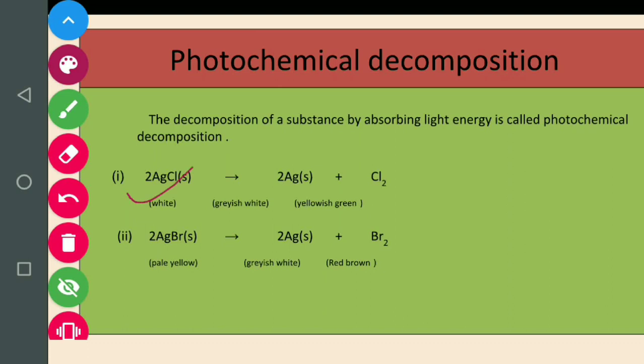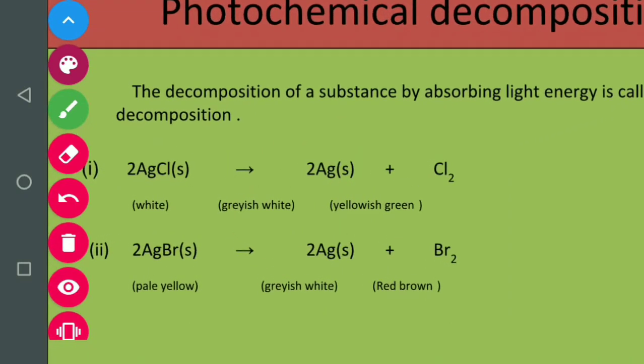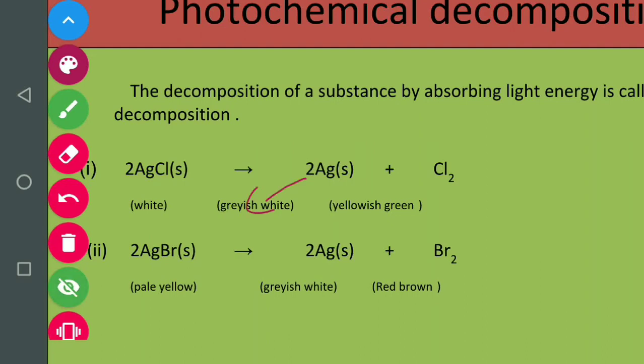Right? Here, for example, we can say AgCl. It is silver chloride. When sunlight is provided, it changes into silver plus chlorine. The color of silver is grayish white, and the chlorine gas evolved is yellowish green. Now the next example we can take is silver bromide, pale yellow in color. Again, in the presence of sunlight, it changes into silver, which is grayish white, and another element forms, bromine, which is red brown.